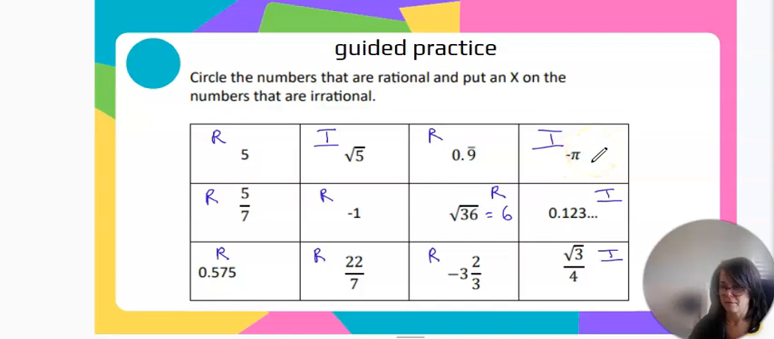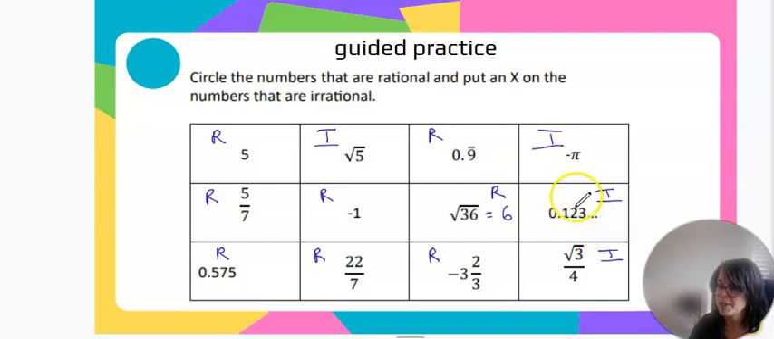Negative pi. I already gave you that one as an example. Pi is irrational, whether it's negative or positive. Anything that can be written as a fraction, rational. Negative 1, rational. The square root of 36, the square root of 36 is 6. And so this one looks like it could be irrational until you simplify it. And then you see that it's rational.